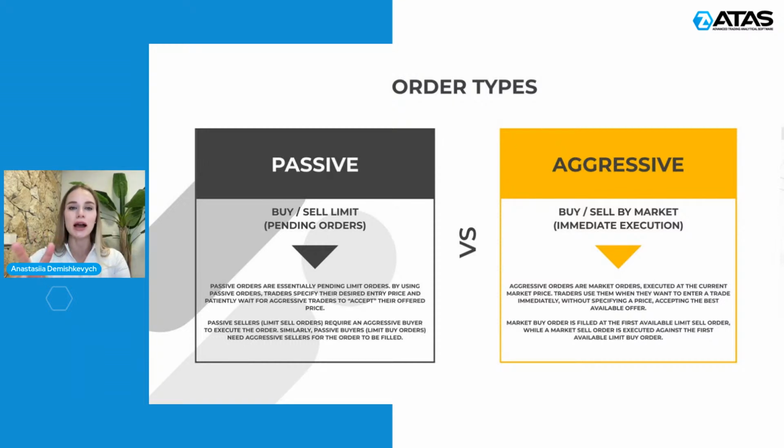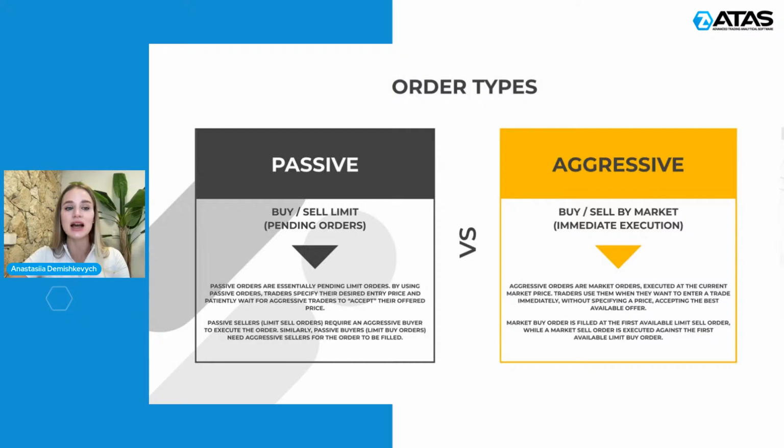So buy limit matches with a sell by market, and sell limit order matches with a buy by market order. Okay? So we talked about the passive order flow already. Now, on the other hand, we're going to talk about aggressive ones.